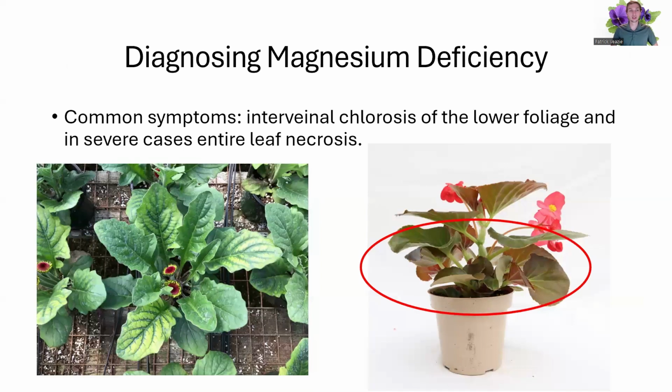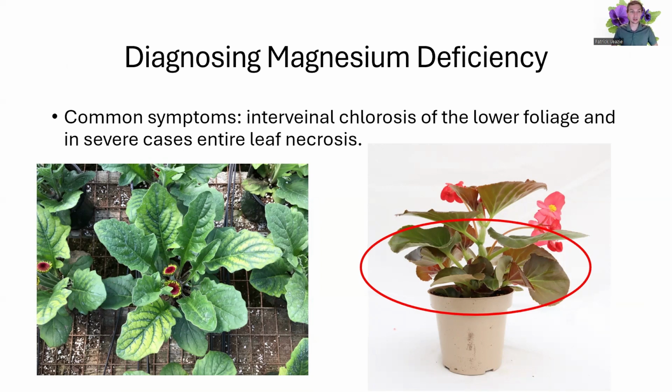So then we go on to diagnosing nutrient magnesium deficiencies. So the common symptoms are going to be intraveinal chlorosis of the lower foliage, in severe cases, entire leaf necrosis. So it's shown here on that begonia. It's on that lower foliage. It's not going to be on that new growth. It's going to be on that old, fully expanded leaves because that plant's moving it up into that new growth to sustain the new growth.